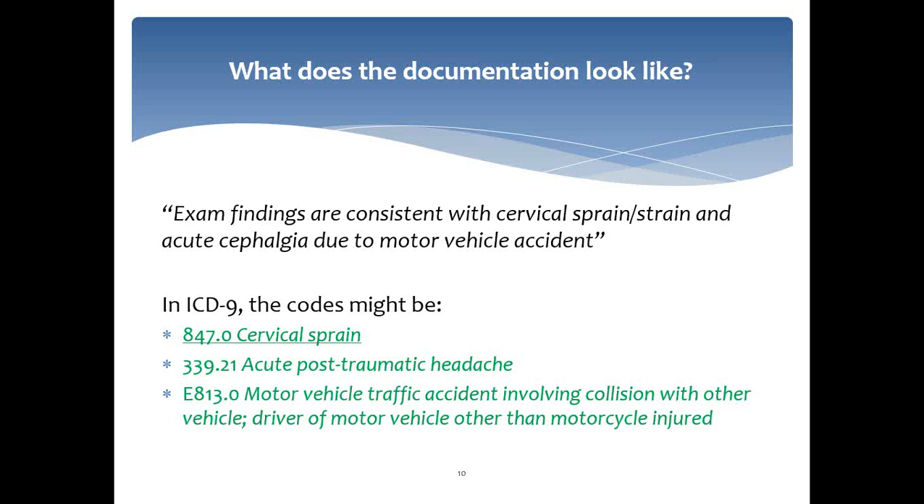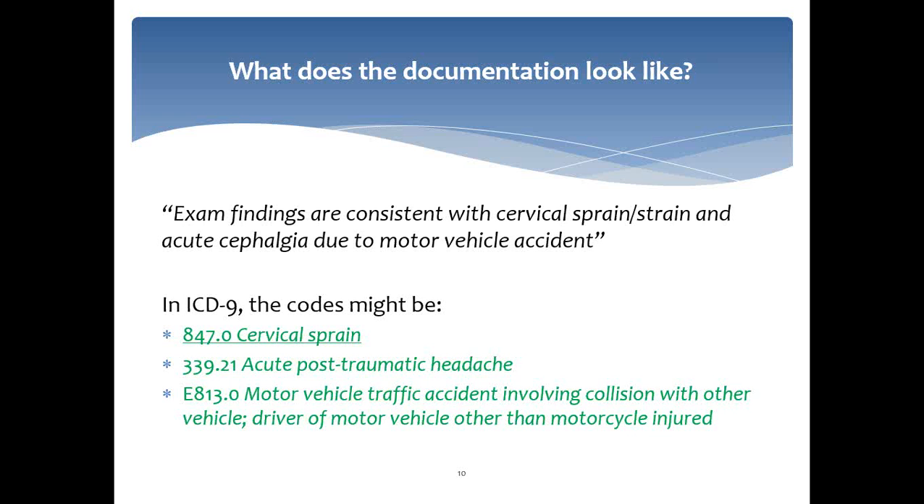Okay. In ICD-9, the codes might look like this: 847.0 cervical sprain, 339.21, which is acute post-traumatic headache, and then an E code, which is an external cause code, which describes what the patient was doing or where they were during the accident. External cause codes are not required by most payers, and many of you may be unfamiliar with them, but in ICD-9 they start with a letter, and they describe what the patient was doing or where they were when they were hurt. These are greatly expanded in ICD-10, and crosswalking to them is a real challenge because they really can't be crosswalked. They have to be brought up on their own.